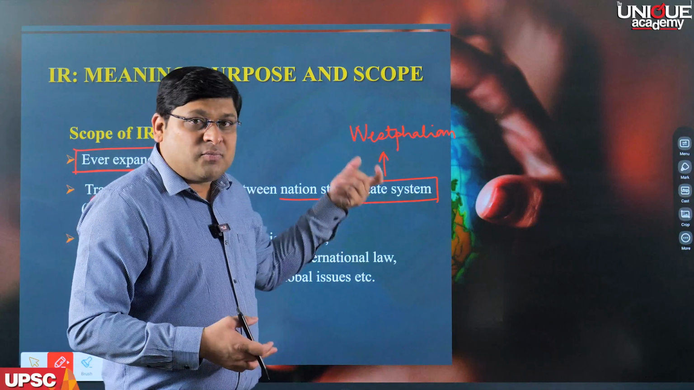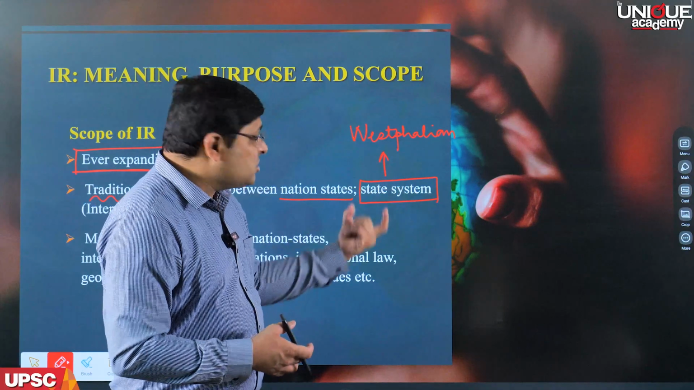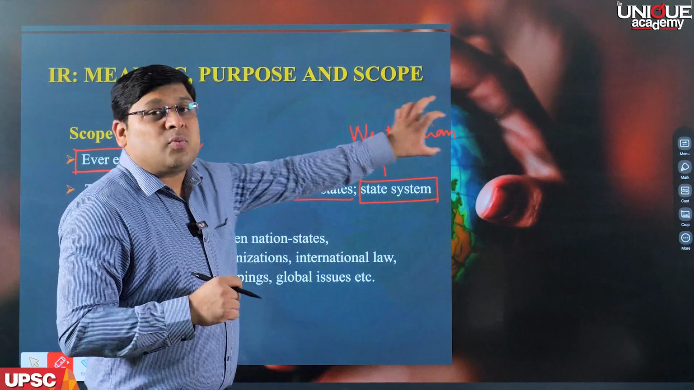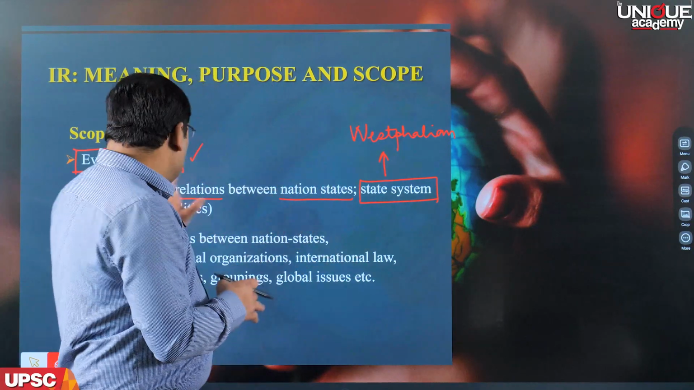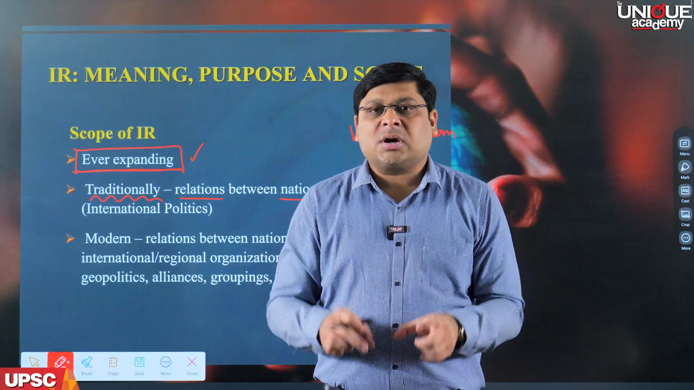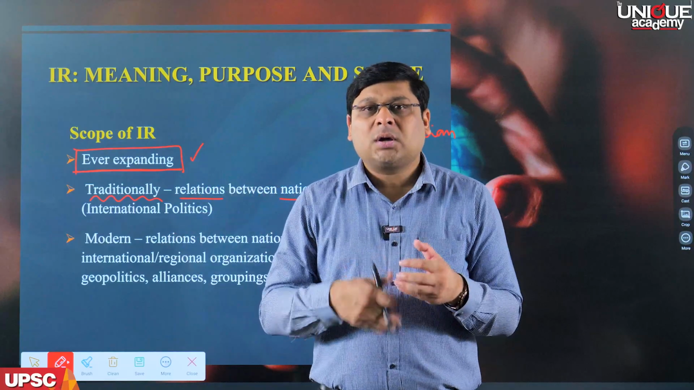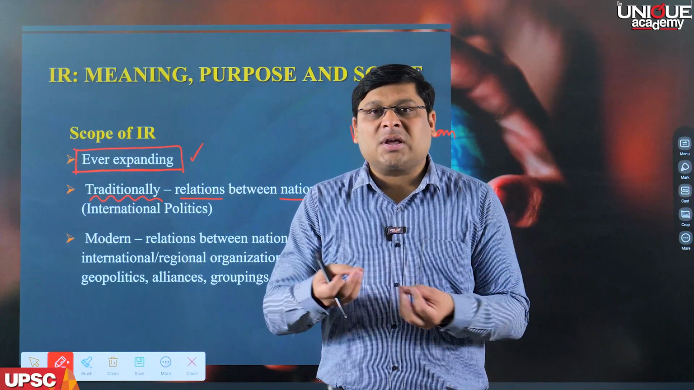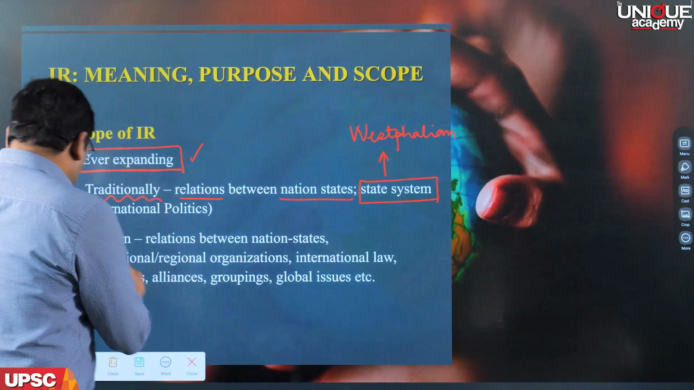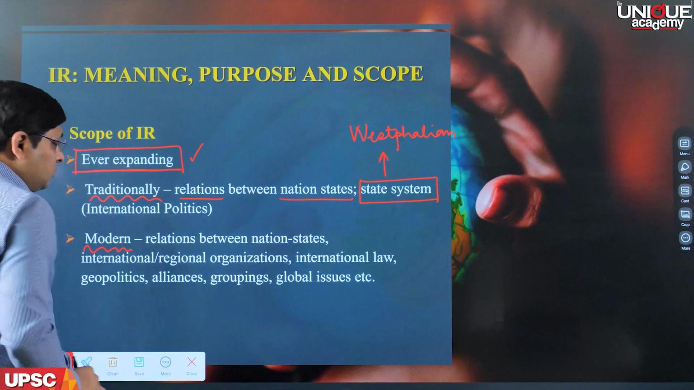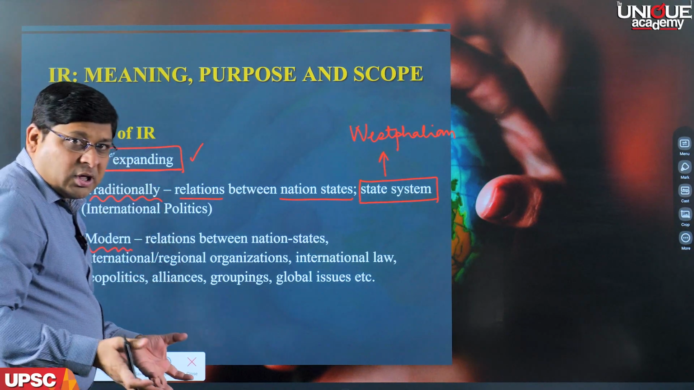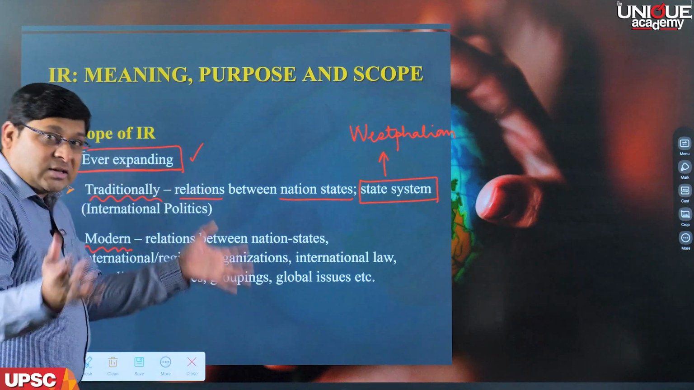And ultimately from the Westphalian Treaty, the concept of the nation state came, and that is why it is called the Westphalian system. So international relations, traditionally speaking, is essentially the study of the state system, or in simpler words, a study of the relation between different nation states. But in modern times, as we mentioned in the beginning, it is an ever-expanding scope. In modern times, the scope has increased.